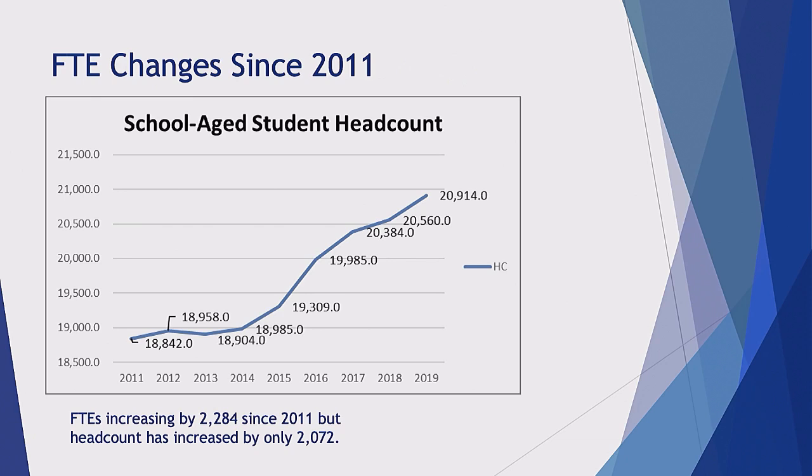This just shows graphically our FTE growth since 2011. You can see it's a pretty steep upward climb. You can also see the footnote at the bottom that since 2011, our FTE has increased by 2,284 students versus just 2,072 in our headcount. Over that time horizon, we've increased the number of courses that our 10 to 12 students have been able to take. That's why we've seen that, other than this year, where we're still at a higher average, but it was the first year that reversed and it wasn't a growing trend.